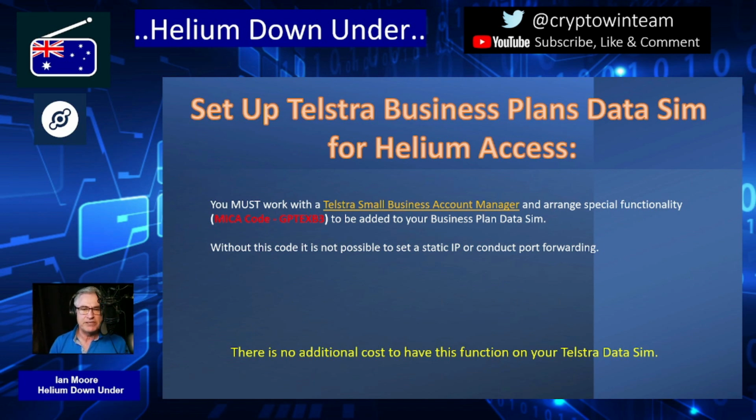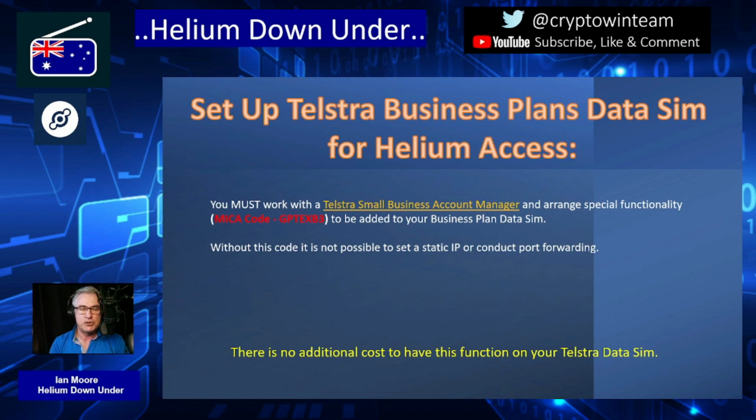So if you are using a Telstra business data SIM for Helium access, you must, okay? There is no ifs, buts, or maybes here. This is an absolute must. You must link in with a Telstra small business account manager. Now, I find that the easiest way to do that is online through the app. I actually just type away, but you could go into a store. Not every store has a small business account manager, or you could try via the phone, but I just got sick of waiting on phones, so I don't go down that avenue. But you must deal with a Telstra small business account manager to gain this access.